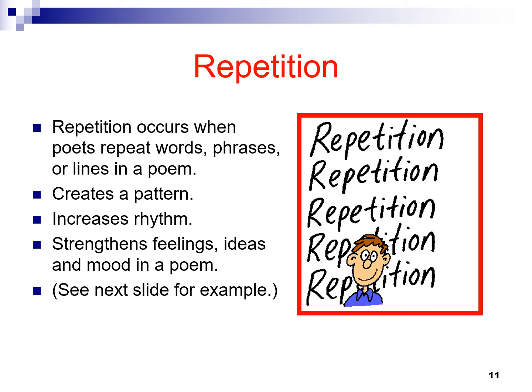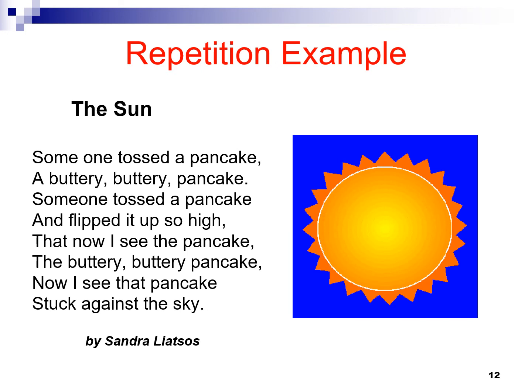Repetition is all about repeating words or phrases or even lines in a poem. That is to give emphasis, and it also helps to create pattern and increases the rhythm in a poem. For example, this one: someone tossed a pancake, a buttery pancake. If you notice, "someone tossed a pancake" was a repeated line, and the word pancake has been repeated multiple times in the poem.